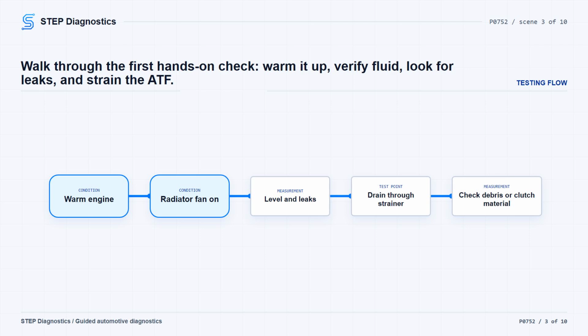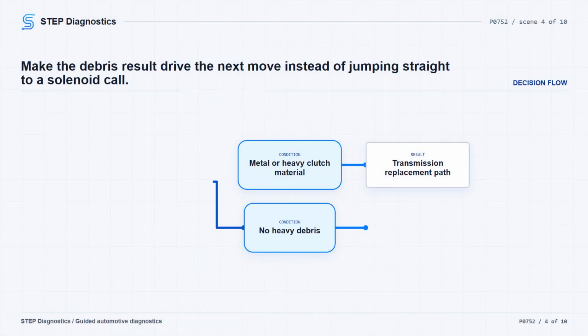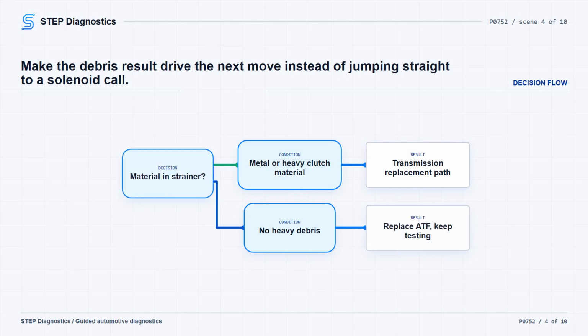Then drain the ATF through a strainer and inspect what comes out. If the strainer has metal debris or excessive clutch material, the diagnostic path calls for transmission replacement. If the strainer does not have metal debris or excessive clutch material, replace the ATF and continue with the fault duplication step.